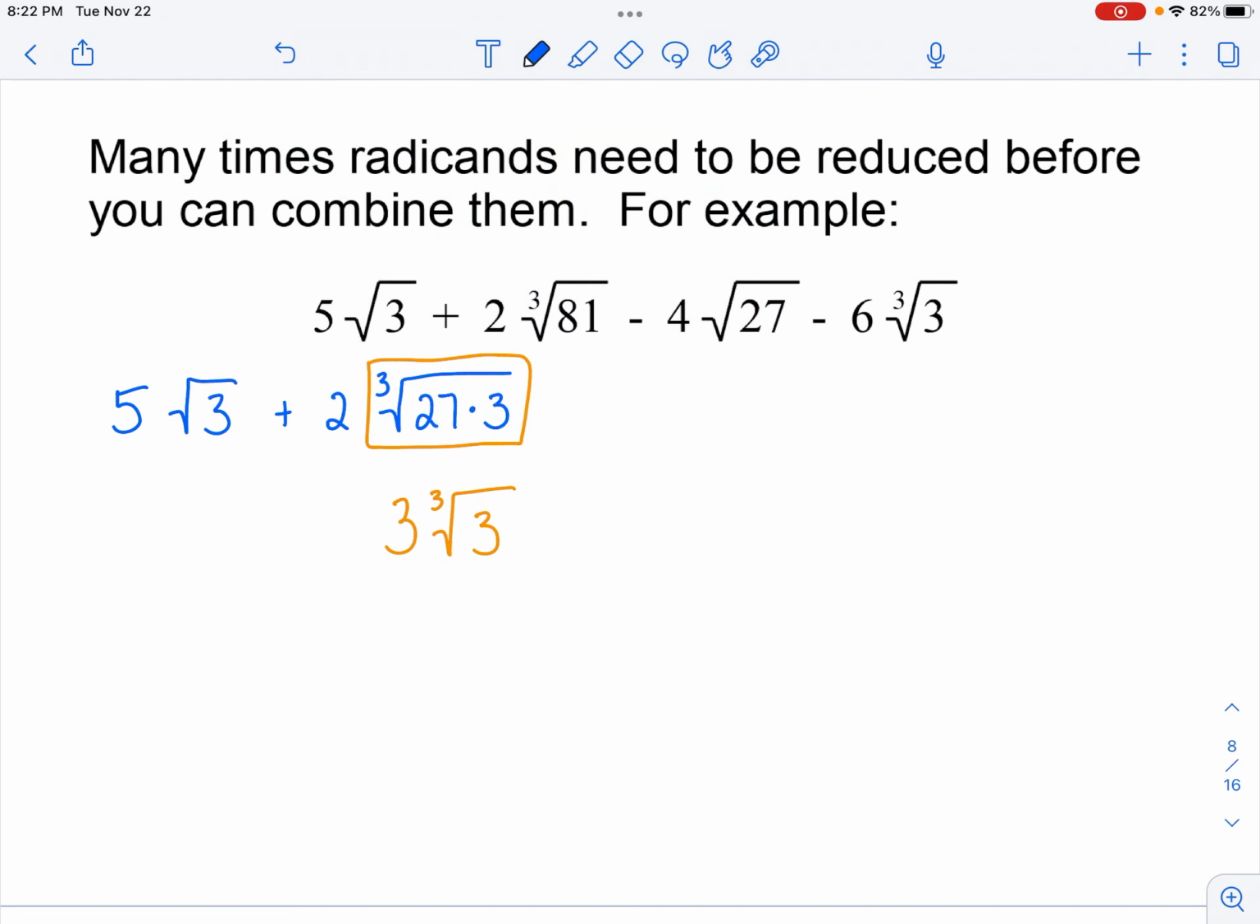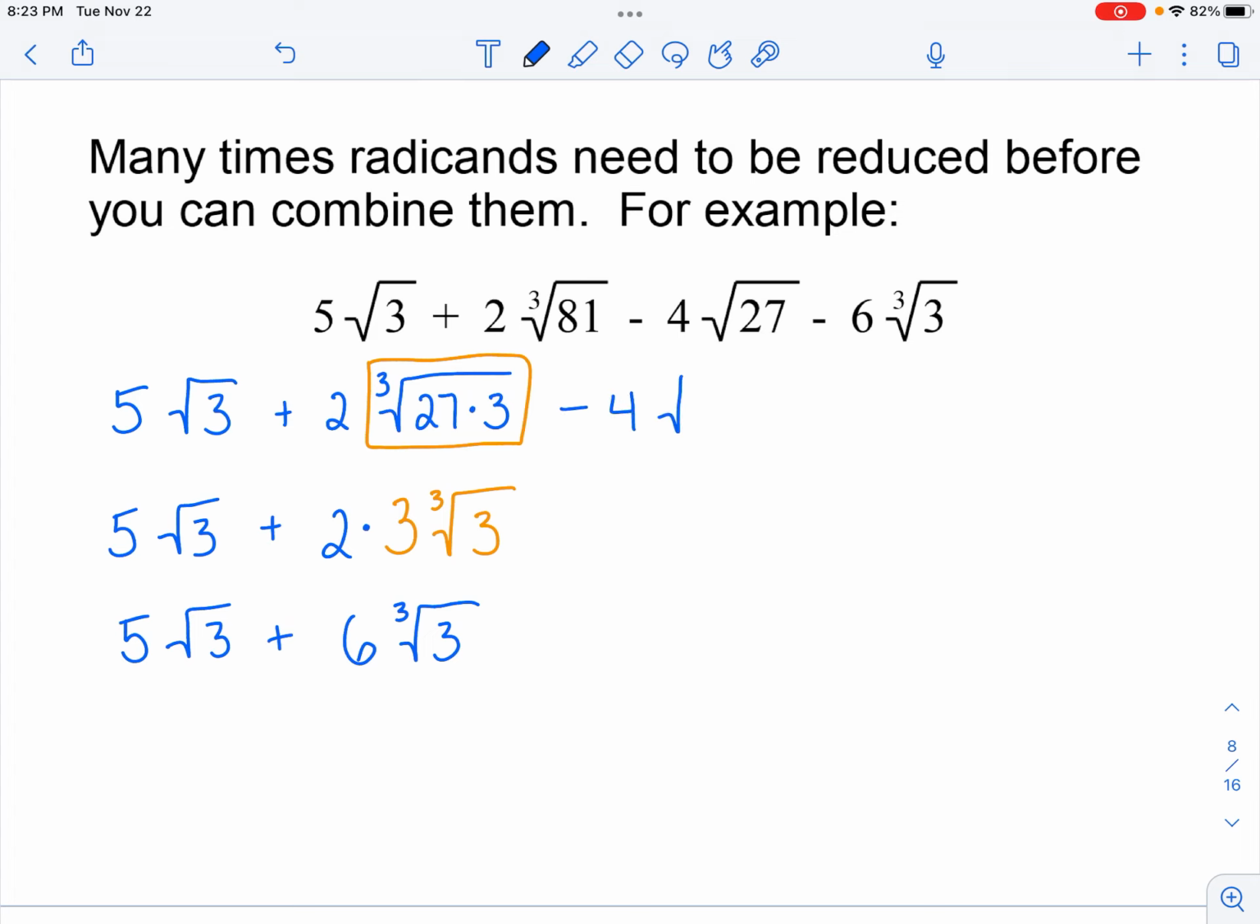But there's a 2 out in front. So this is a multiplication thing, so this is going to become 6 cube root of 3. Now I need to keep my 5 square root of 3 involved. But I still have more radicals to reduce, so let's take a look at those.